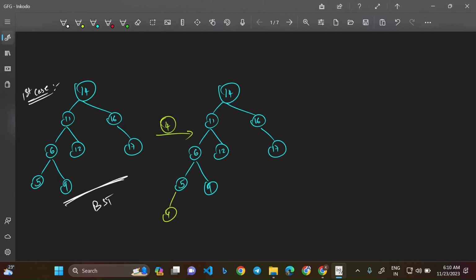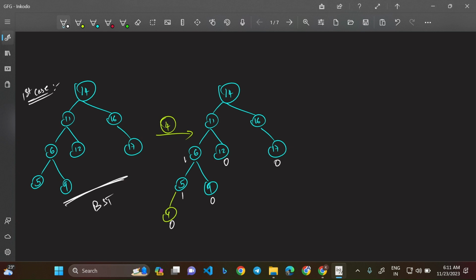Now calculate the balance factor. What is the balance factor of each of these things? The balance factor for 4 is 0. The balance factor of 9 is 0. The balance factor of 17 is 0. What's the balance factor of 5? That is left subtree height minus right subtree height, that is 1. What's the balance factor of 6? Left subtree height minus right subtree height, that is 2 minus 1, that is actually equal to 1. What is it for 12? 0.